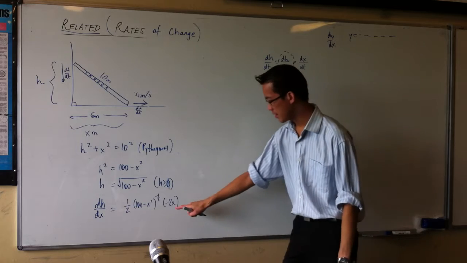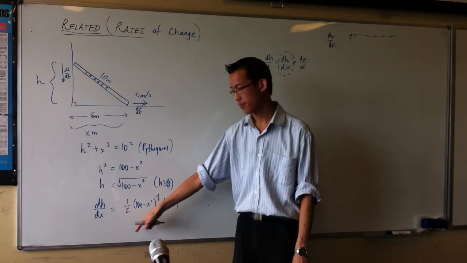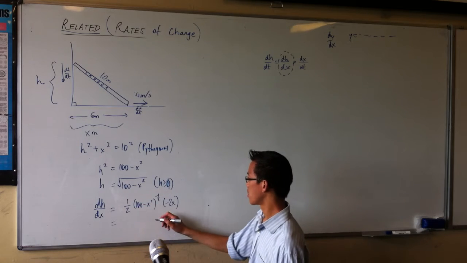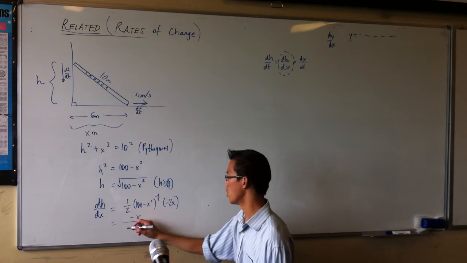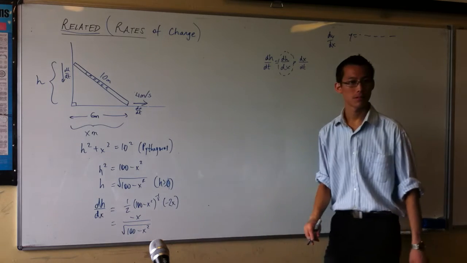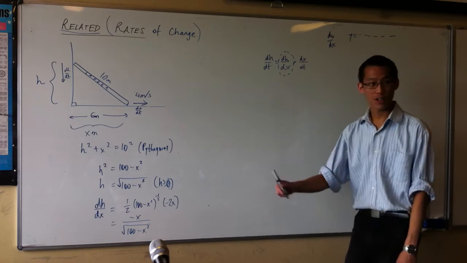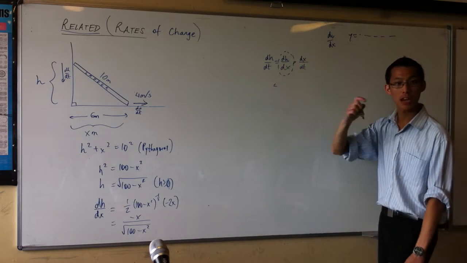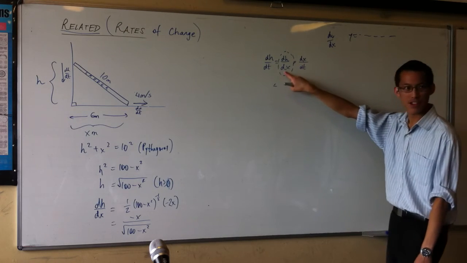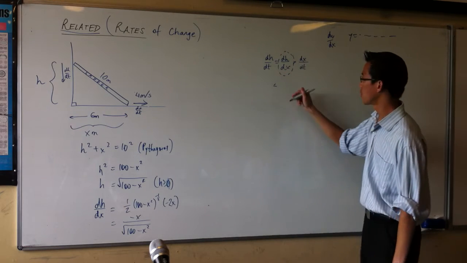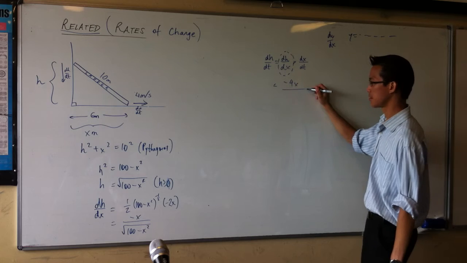Okay? So you can see this 2 and this half will cancel. And that should really be on the denominator. So I'm going to get minus x all over this. Okay, happy? Alright, so now that I've got my dh on dx, I can come over here and substitute into my chain rule part, right? That's dh on dx, I just worked it out. dx on dt is just 4. Okay? So when I put them together, I get this.